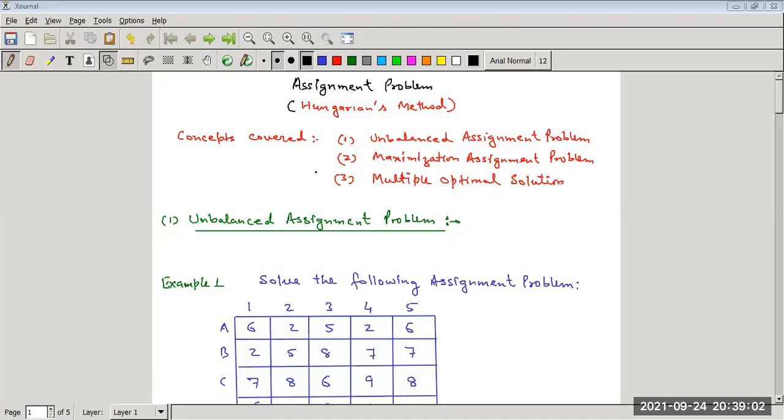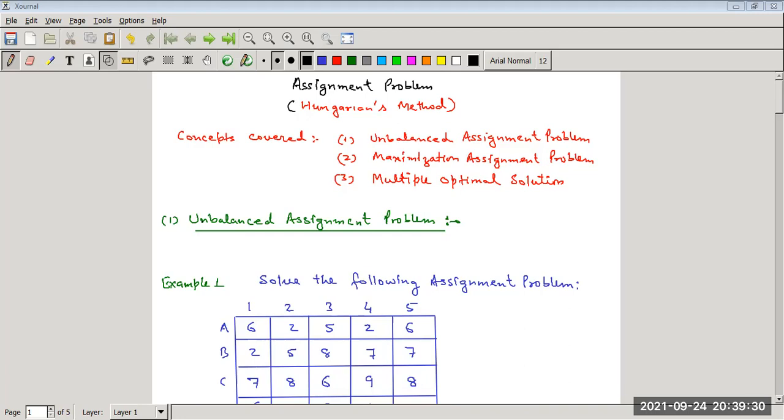Hello student, this is lecture number 5 on transportation and game theory. This is a lecture on assignment problem. We will discuss some examples related to assignment problem by Hungarian method. The concepts covered in this lecture are unbalanced assignment problem, maximization assignment problem, and multiple optimal solution.